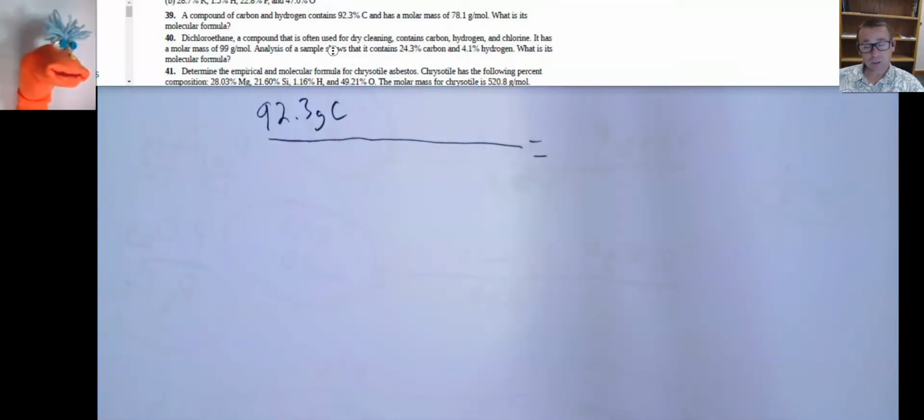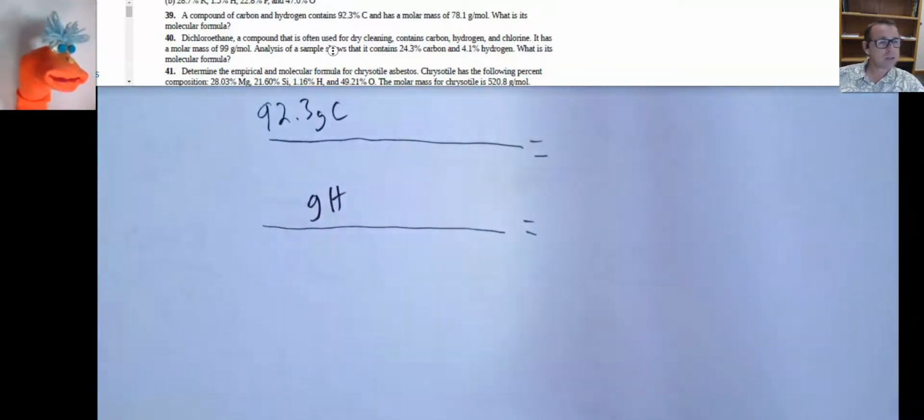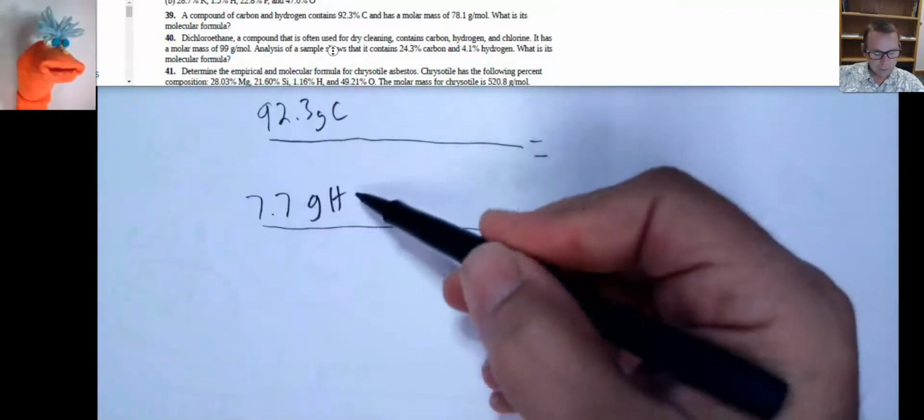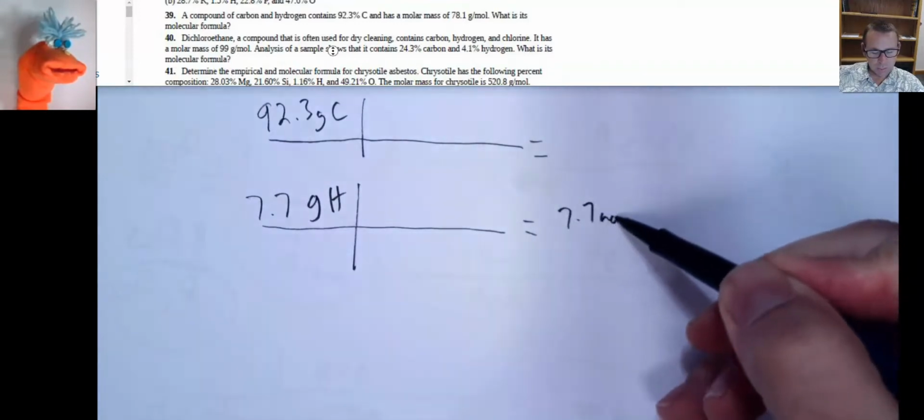I'm after the molecular formula. Molecular formula is also the whole number ratio, but it's just not the simplest whole number ratio, right? Yeah. I need to know the mass of the different elements in my compound. It said it had hydrogen in it, right? Yeah, a compound of only carbon and hydrogen. So 100 minus the 92.3 will be our 7.7%, which is 7.7 grams of hydrogen.